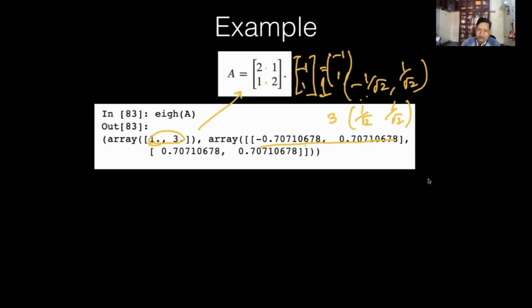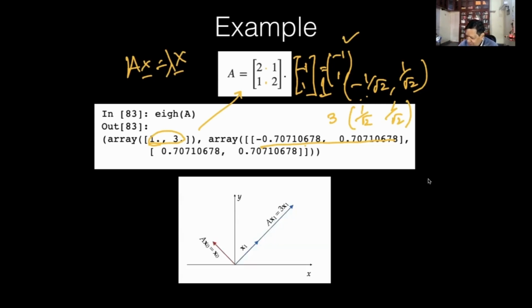The 1 by root 2 is normalization. Normalization means the length of the vector is 1, but here the length of my vector is root 2. But it doesn't matter. In Ax equal to lambda x, x can be multiplied by any factor.